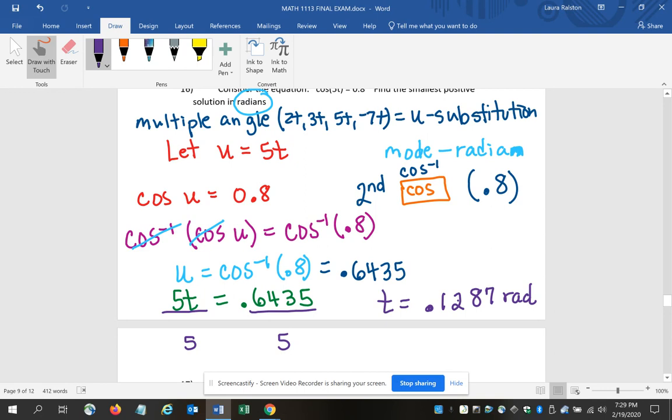Okay, and it only asks you for that one. It asks you for the smallest one. That would be the smallest one. There are others, but I don't need to spend time trying to find those because it only asked me to find the smallest one.